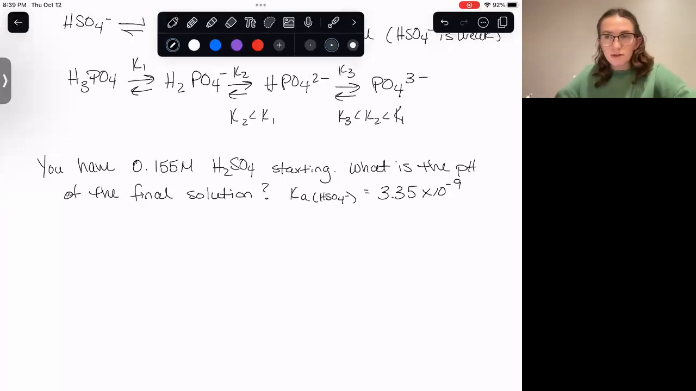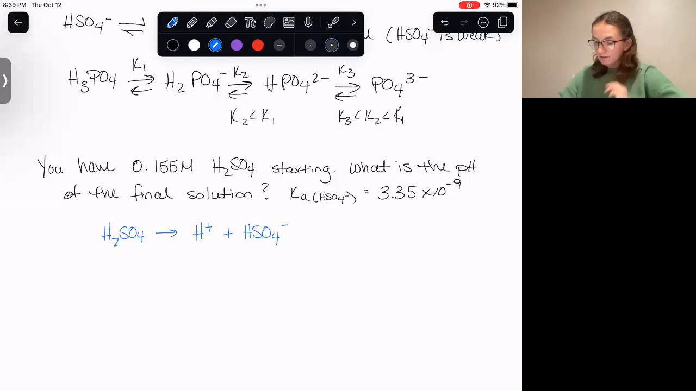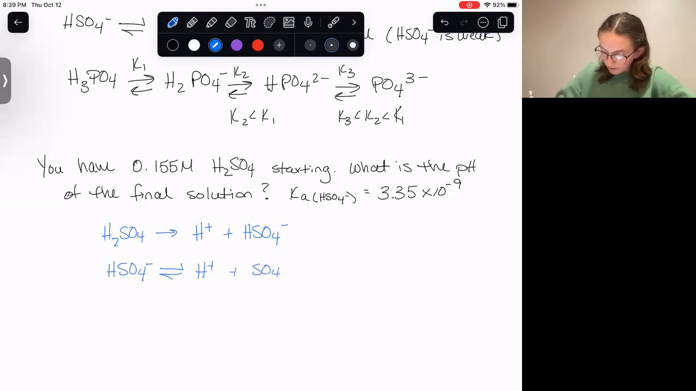Right, so we just wrote this out. How we would solve this is by first writing out the equations of what's happening. We need to know chemically what's happening. We know that H2SO4 will completely dissociate into H plus and HSO4 minus. That HSO4 minus will then form an equilibrium of H plus and SO4 2 minus. We know that Ka here is 3.35 times 10 to the negative 9.